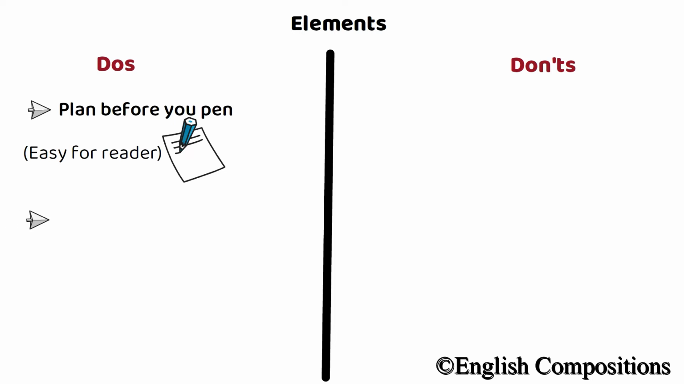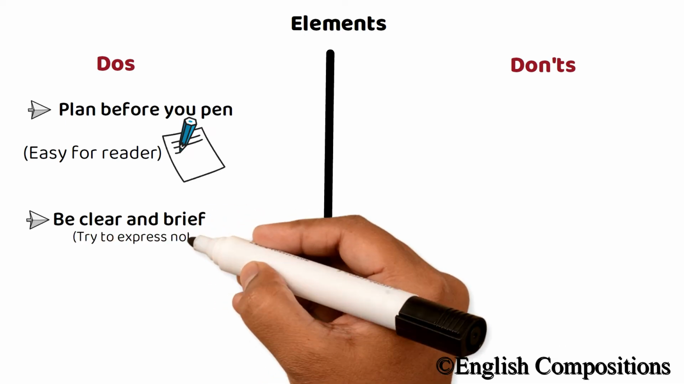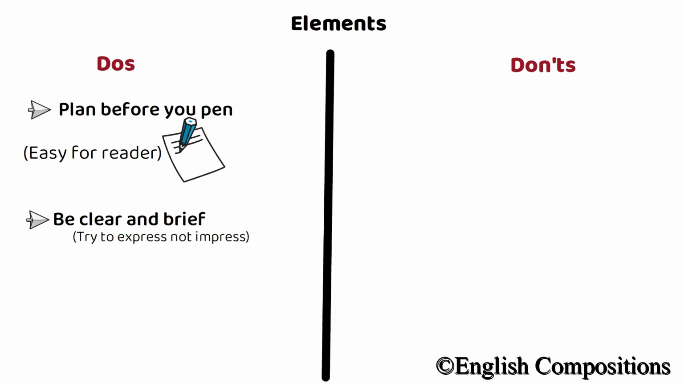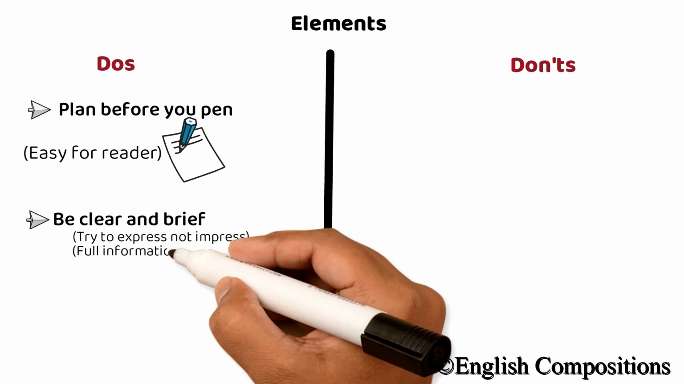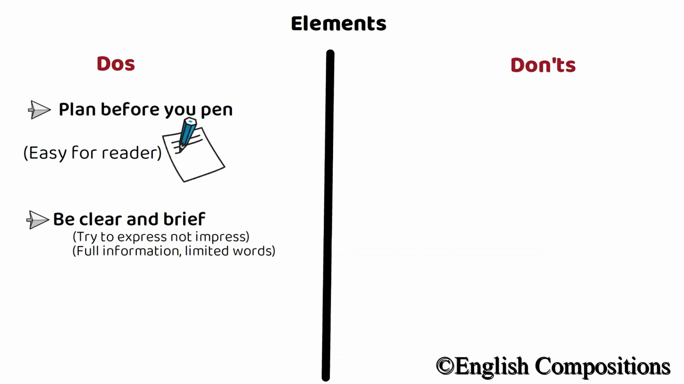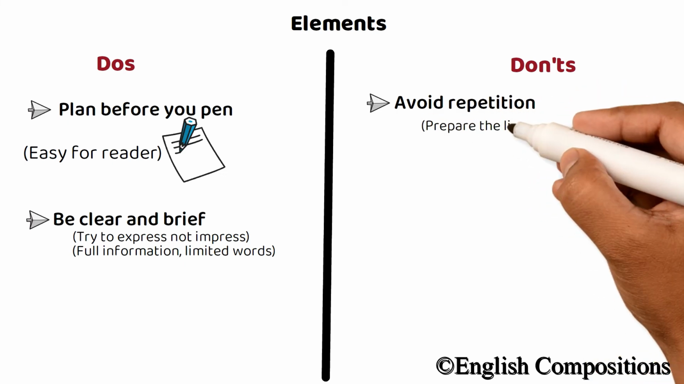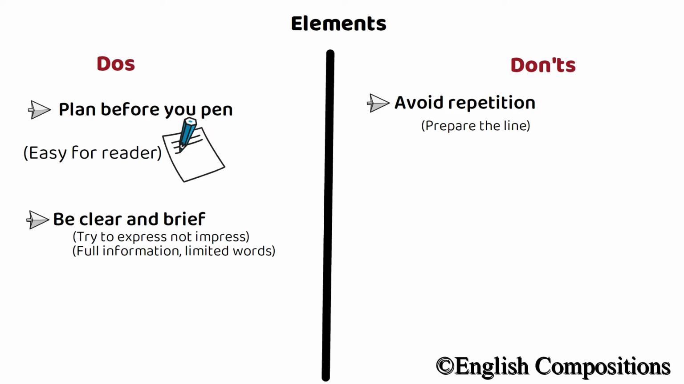Number 2, be clear and brief. Be clear, straightforward, and brief about your report. In short, try to express, not impress. You have to deliver the full information through your writing in limited words. Number 3, avoid repetition. Prepare the line in your head so that you can avoid the repetitions.